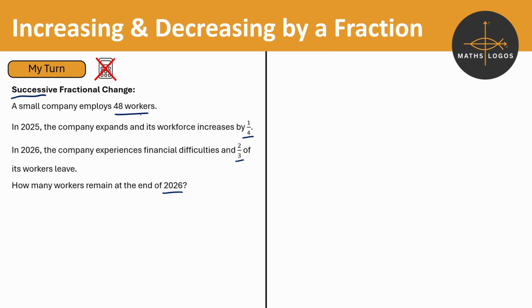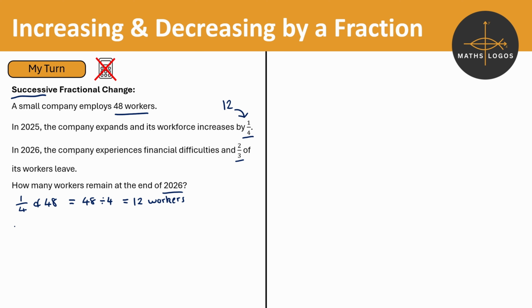So originally there were 48 workers, and then in 2025, they had this expansion and they increased by 1/4. So I want to work out what 1/4 of 48 is. And to do 1/4, I'm going to divide by 4. So 48 divided by 4 is 12. So there was a 12 worker increase. So this 1/4 increase is 12.